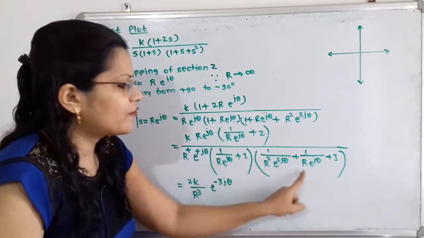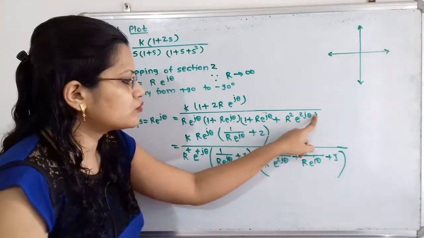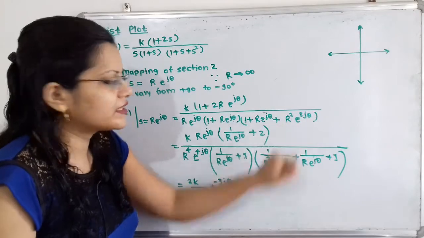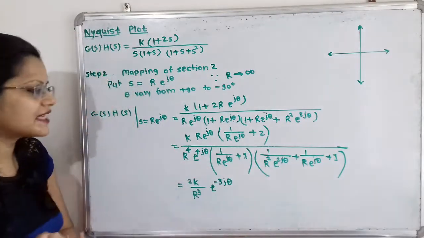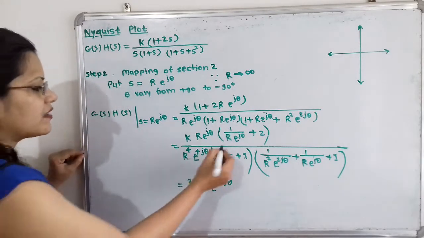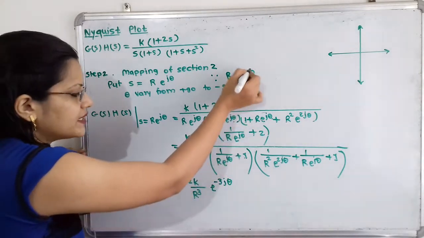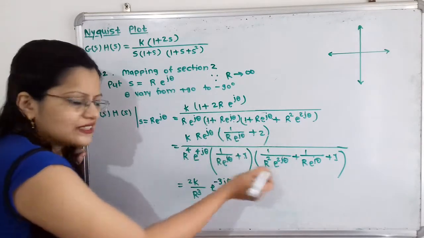So the remaining power is only 1. Now plus r square e raised to 2jθ divided by r square e raised to 2jθ, that is plus 1. Now this step is getting completed. Now if we observe, if we put here r equal to infinity, then this term will become 0. So 0 plus 2, that is 2.